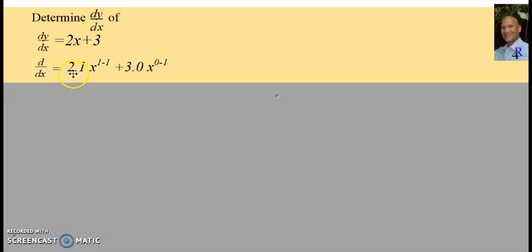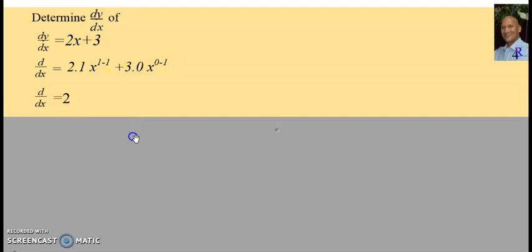So now 2 times 1, x to the power of 0, which will give me 1, and 3 multiplied by 0 will give me 0. So this will fall away. So my answer, if I have differentiated, will be equal to 2.